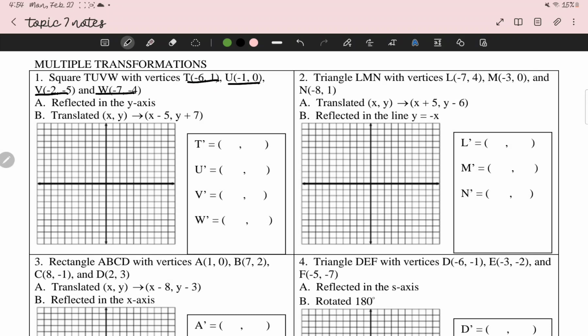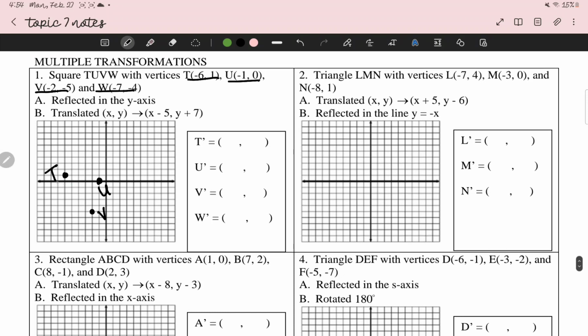So we're going to plot our points. (-6, 1) is point T. (-1, 0) is point U. (-2, -5) is point V. And then W is (-7, -4). Okay. So this is our square, and it looks like a square, so I know I graphed it correctly now.